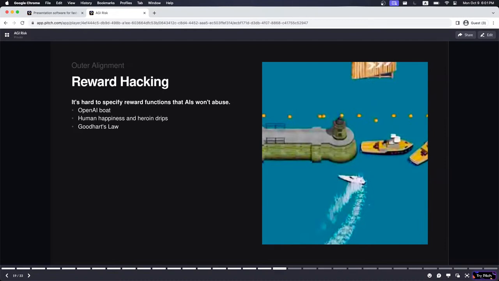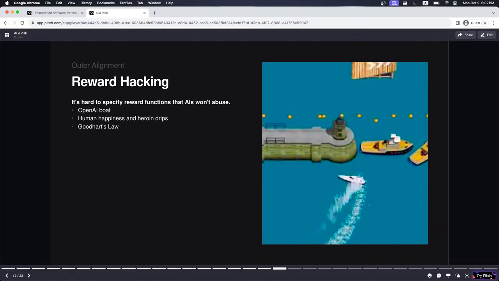Alignment is often divided into two areas called inner alignment and outer alignment. A good example of outer alignment is reward hacking. Reward hacking, which is also called specification gaming, happens when AI abuses a reward function to do something that the human programmers did not intend. So a common example is a few years ago, OpenAI did an experiment where they had an agent controlling a boat in a video game called Coast Runners. The agent was supposed to figure out how to get the shortest possible time in the loop, in the course of the game.